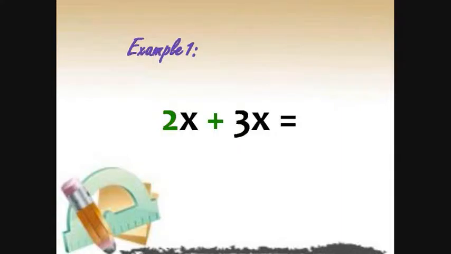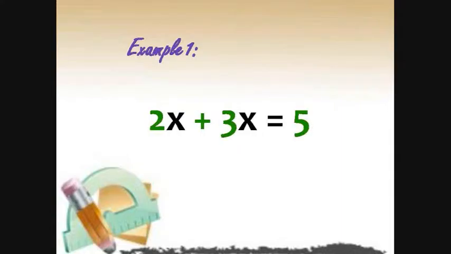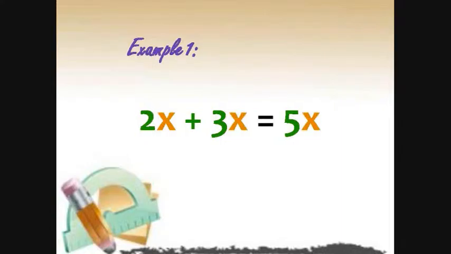So, we add the 2 and 3 to get 5. Then, we brought the x after it. The final answer is therefore 5x. Example number 2. If you have 2x and 3y, you cannot add them because they have different letters after them. One is y and the other is x.